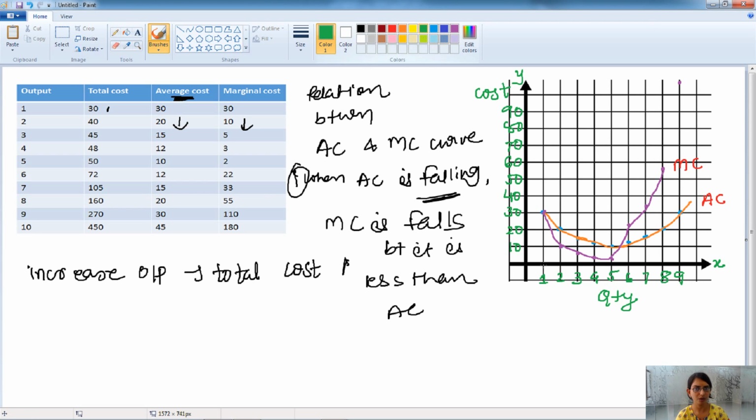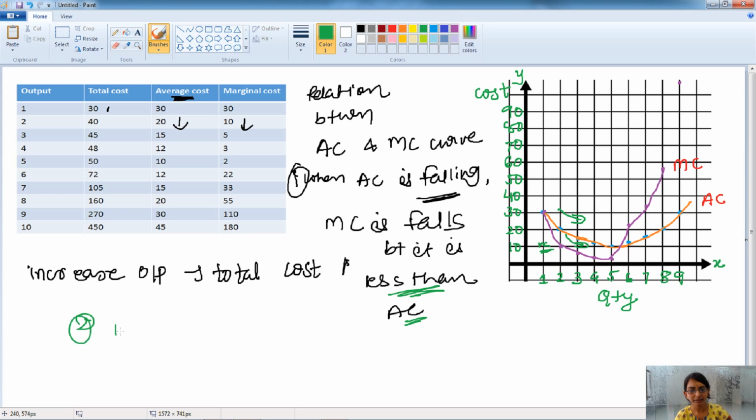When the average cost is falling, here we can see this. When this is our average cost curve and the average cost is falling, our marginal cost is also falling, but it is less than AC. So the average cost here is above the marginal cost. This is the marginal cost. So marginal cost is less than the AC.